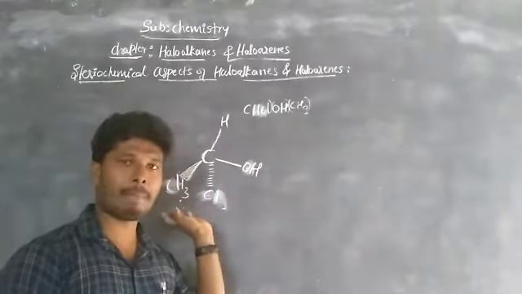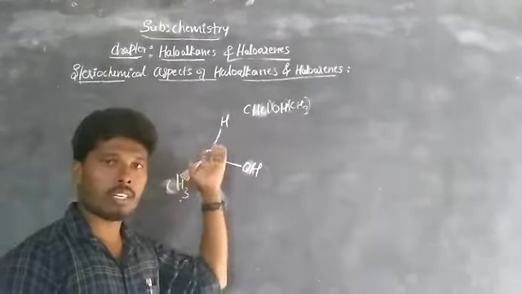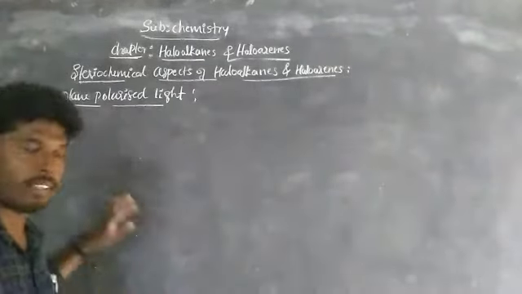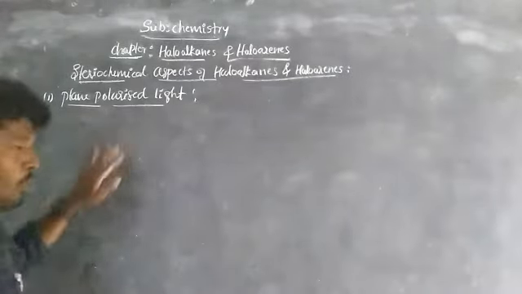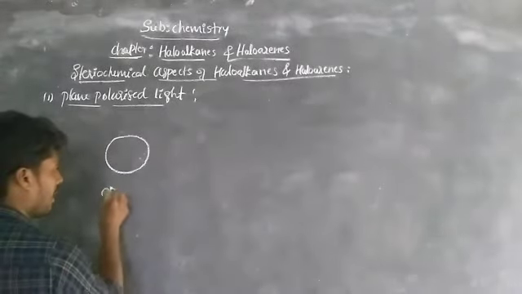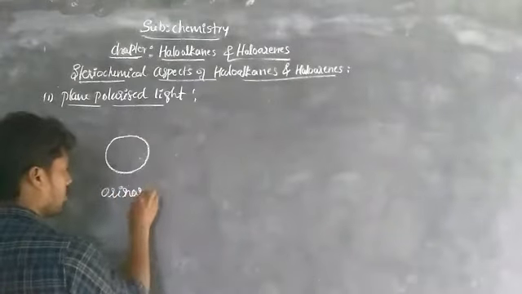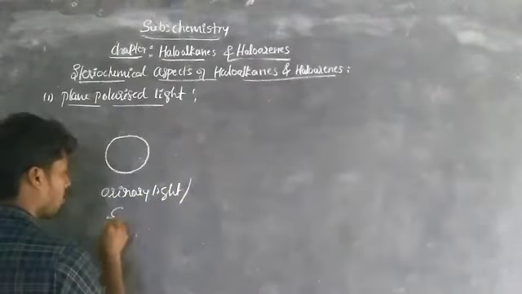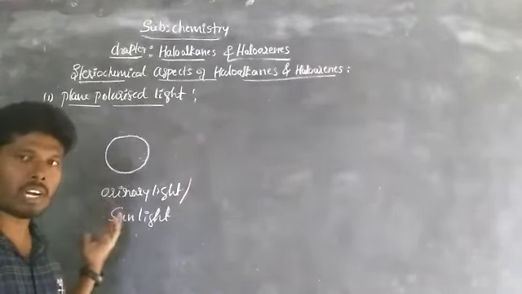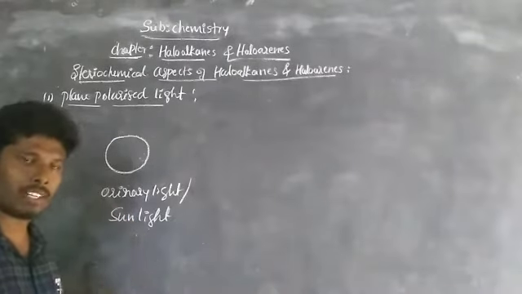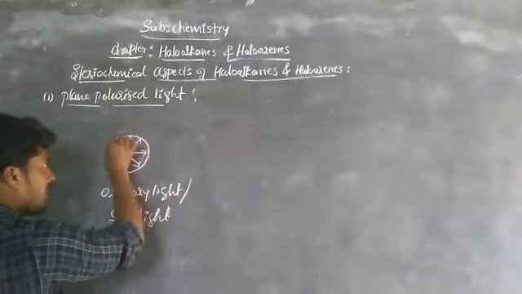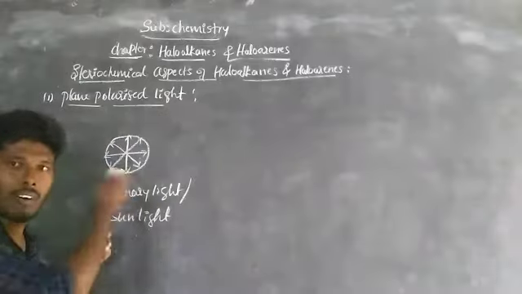Here we are going to study some basic terminologies that are used in stereochemical aspects. Now the first one is plane polarized light. You know, ordinary light or sunlight. So observe this ordinary light, which we also call sunlight. It means the light radiation is coming from the sun. These light radiations or ordinary light are polarized in all possible directions. The polarization is nothing but moving in all directions.